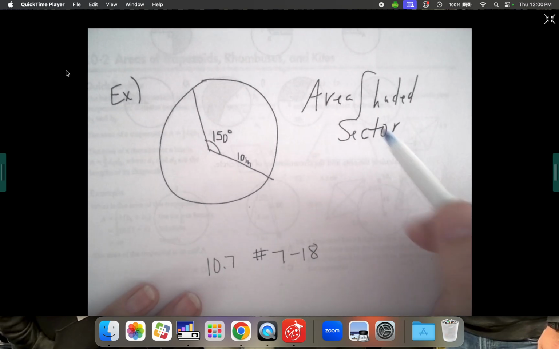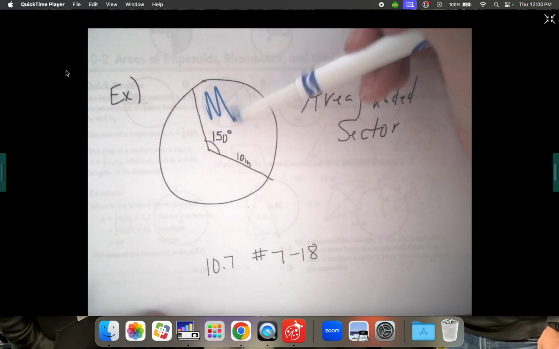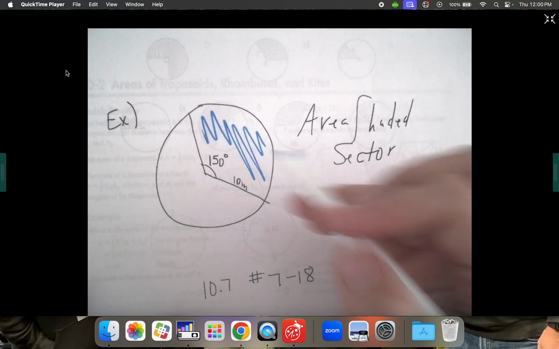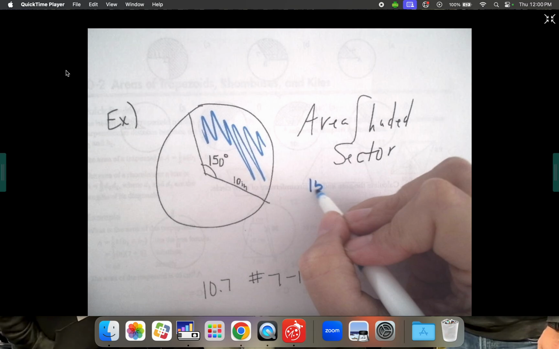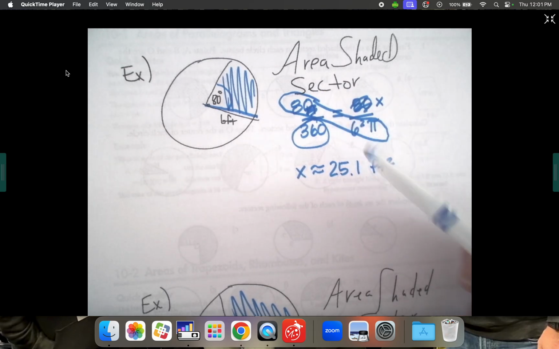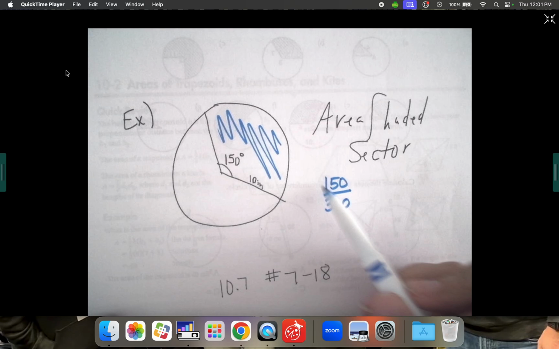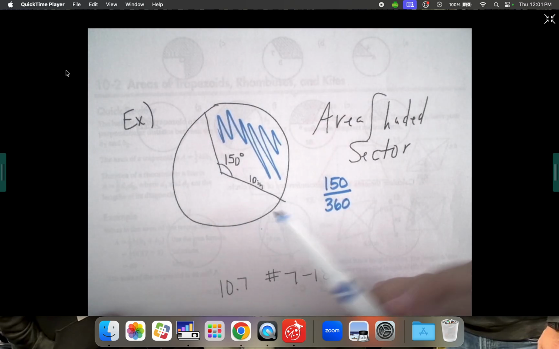That's okay. All right, area of the shaded sector. Again, the shaded part is going to be this section in here. So let's see if we can set that up correctly. So this section in here is a 150-degree sector. So 150 degrees out of our 360 degrees total. So the part of the circle out of the whole circle, and that is equal to area over area.